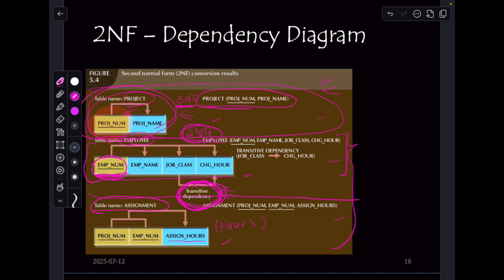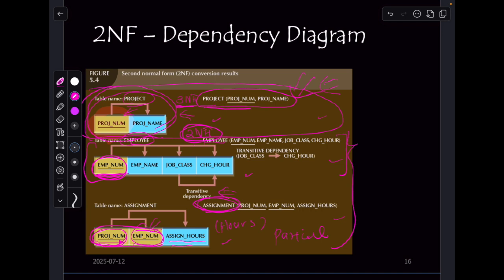Lastly, let's look at this assignment table. For this assignment table, you can see that project number and employee number are the composite primary key. So since it's a composite primary key, you may think about partial dependency. However, is there any attribute you can determine with the project number? No. Why? Because it's already moved to this new table. So there is nothing you can determine with the project number by itself. How about employee number? No. So there is no partial dependency when we look at just the assignment table.